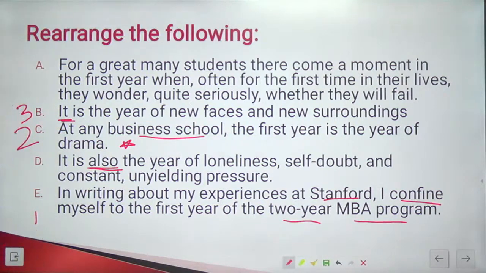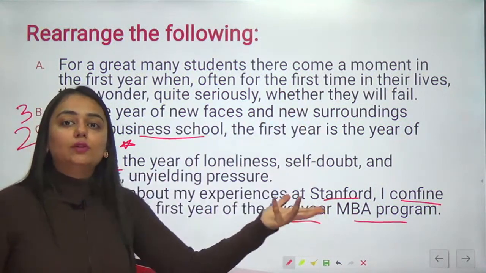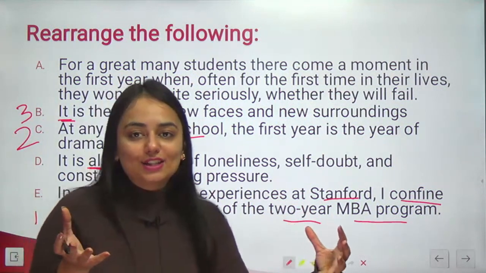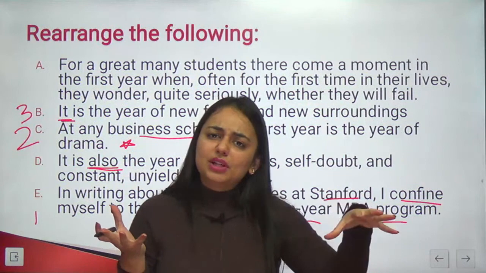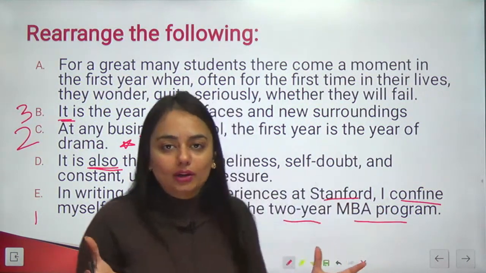What should come after this? Should it be D or should it be F? So, would you directly talk about failing? Would you directly talk about a moment when you feel we will fail? No, not. So, there should be a swift transition from being very excited in the first year towards sometime feeling insecure. So, there should be a swift transition, not abrupt one.